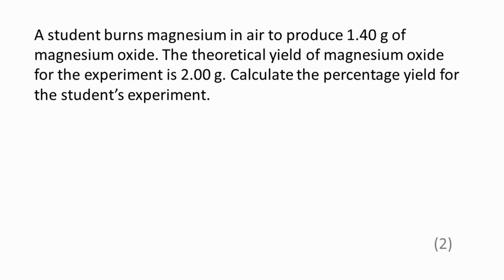A student burns magnesium in air to produce 1.40 grams of magnesium oxide. The theoretical yield of magnesium oxide from the experiment is 2.00 grams. Calculate the percentage yield for the student's experiment.